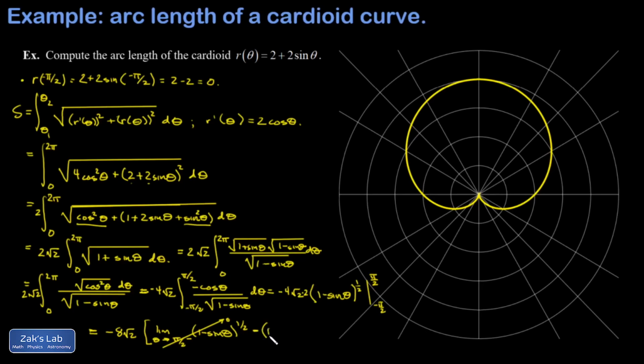That gives me a negative 1 minus sine of negative pi over 2 to the 1/2. And sine of negative pi over 2 is negative 1. So this piece is 2, and I have a negative 2 to the 1/2, or negative square root of 2 in here. So in the end, I have a negative times a negative, so I get a positive result, which is encouraging because arc length is positive. And I have 8 times root 2 times another root 2, which is the same as 8 times 2, and I arrive at my arc length for the cardioid curve. It turns out to be exactly 16.